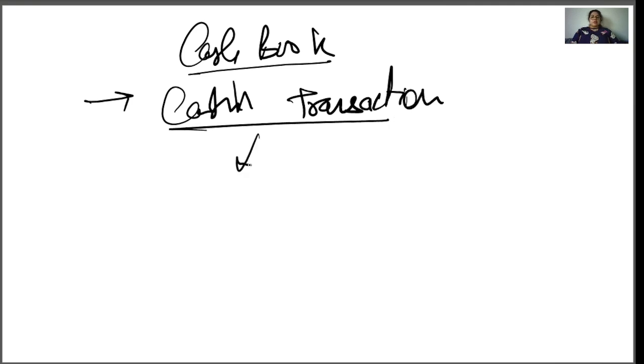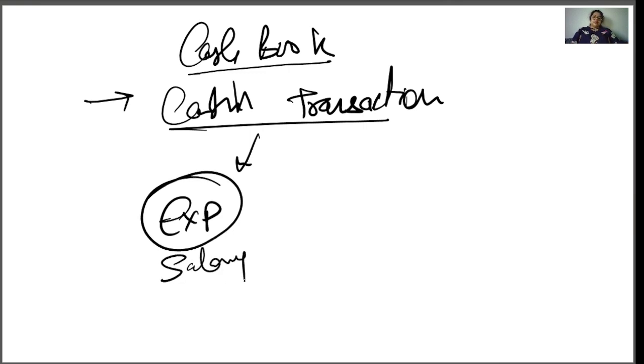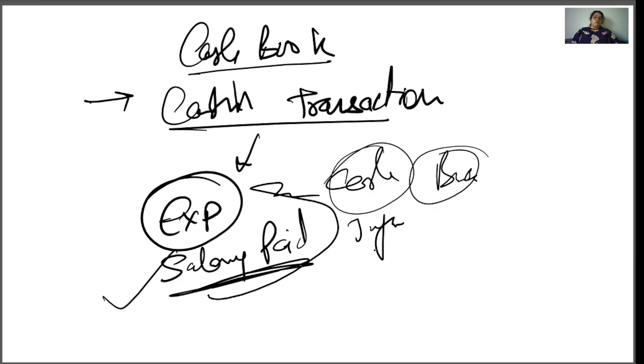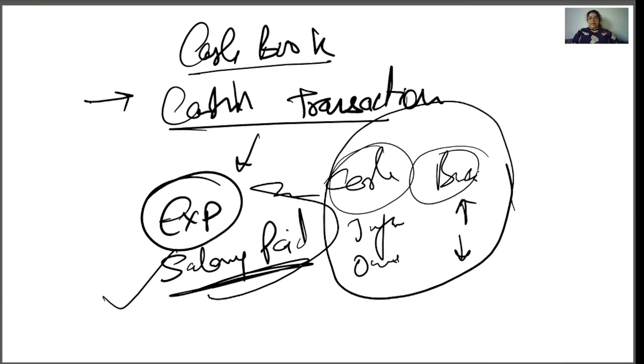Cash transaction means if you did some expense, like salary paid, these kinds of expenses will be recorded in the cash book, because whether you paid the salary through cash or through bank, in every transaction where cash or bank is involved, whether cash inflow or cash outflow, or an increase or decrease in the bank balance, you need to record all that in your cash book.